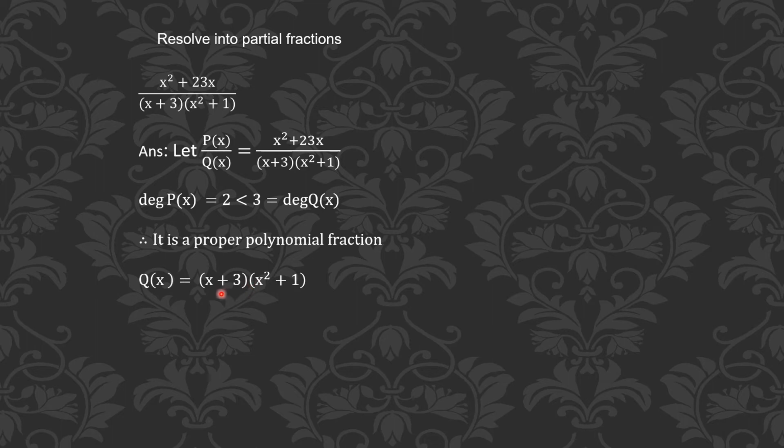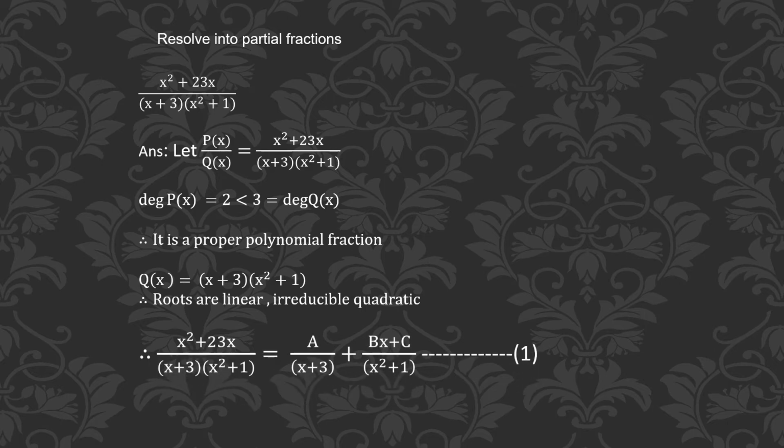Observe the first factor, power of x is 1, so it is called a linear factor. Whereas the second factor, power of x is 2, so it is a quadratic factor. And we cannot find factors of x square plus 1. Hence this quadratic factor will be called an irreducible quadratic factor. So the denominator has roots which are linear and irreducible quadratic. Now let us see the splitting.